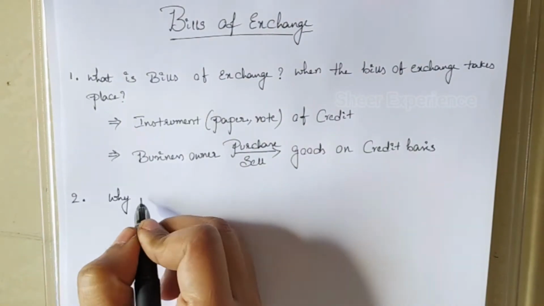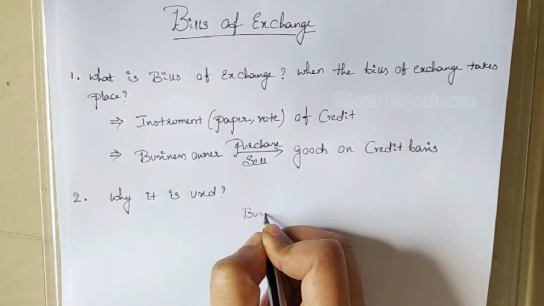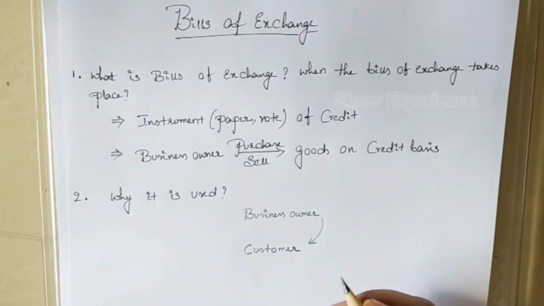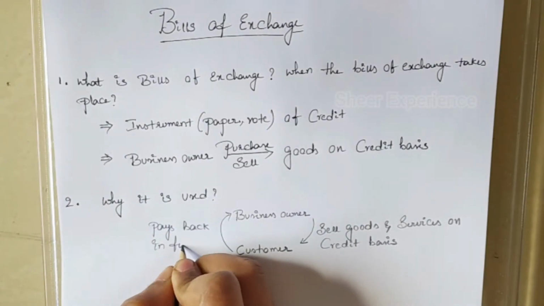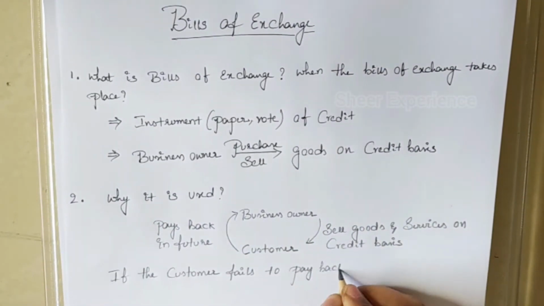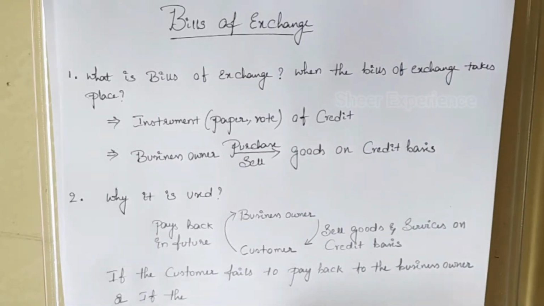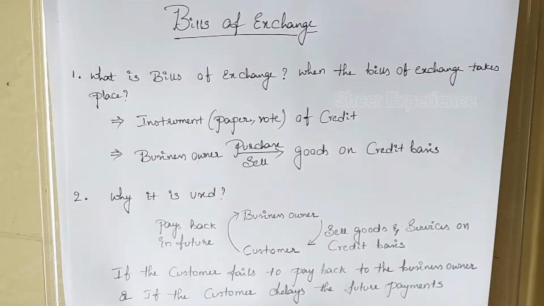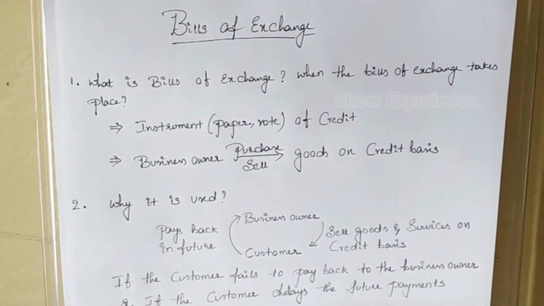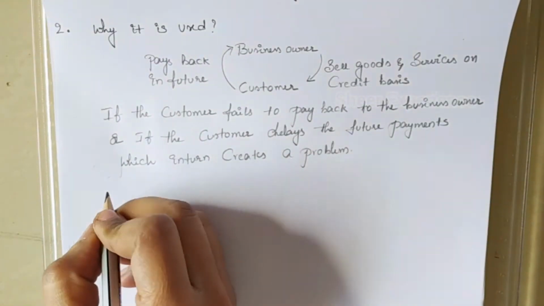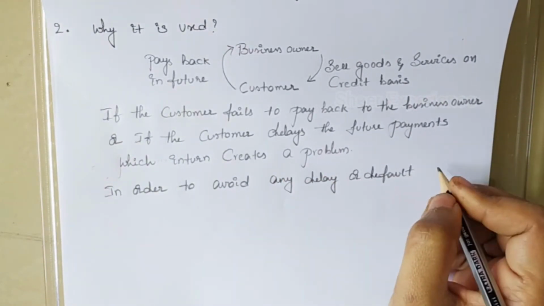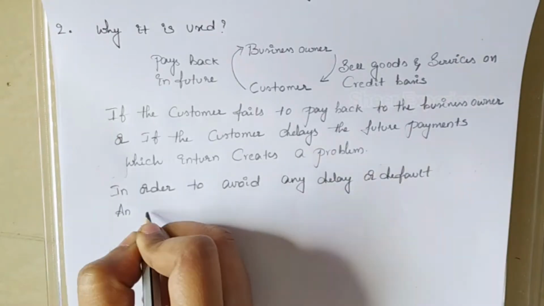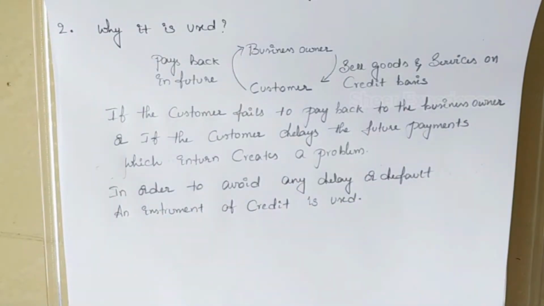Now we will understand why bills of exchange is used. Whenever a business owner sells the goods and services to the customer on credit basis, he has to wait till the customer pays the money to him. If the customer fails or refuses to pay back the money to the business owner, or if he delays the future payment, then this will create a problem for the business owner. Default is nothing but the customer fails to make the payment. So in order to avoid this default and delay, an instrument of credit is used.